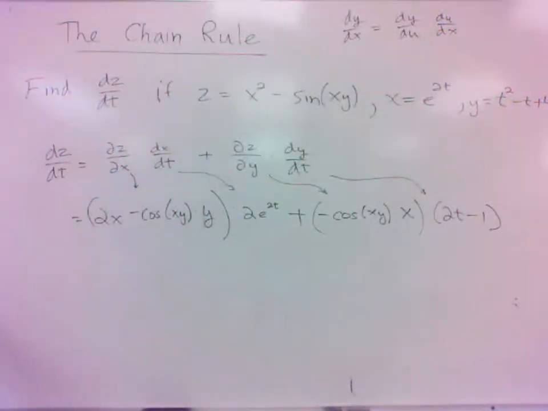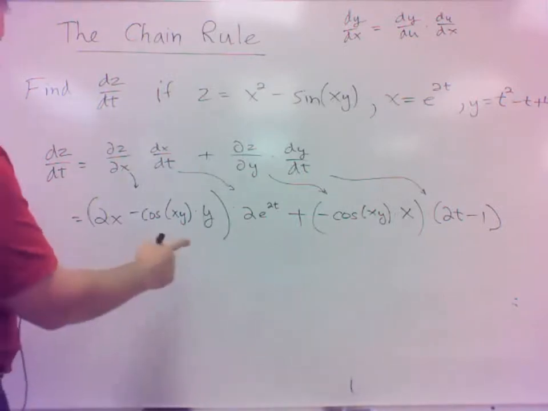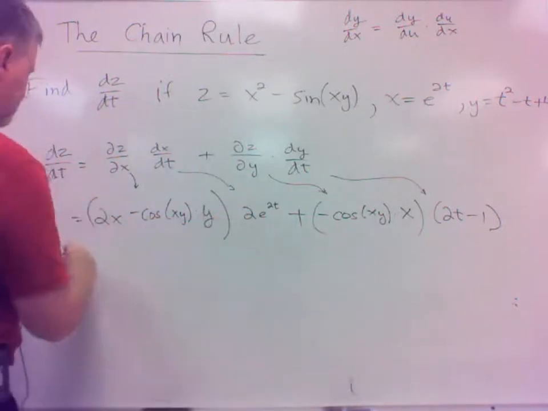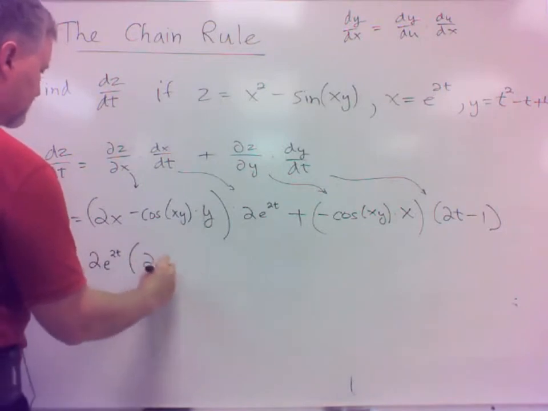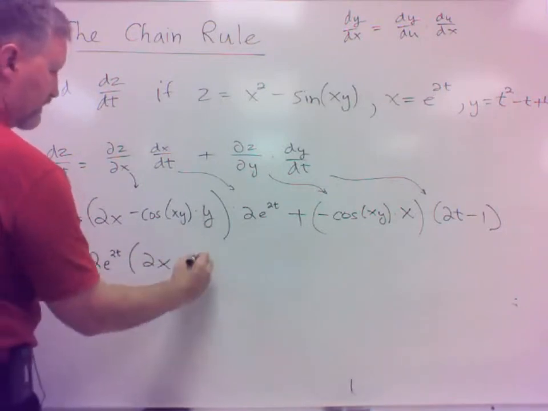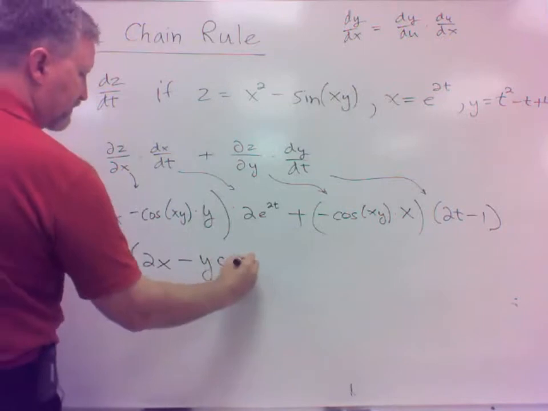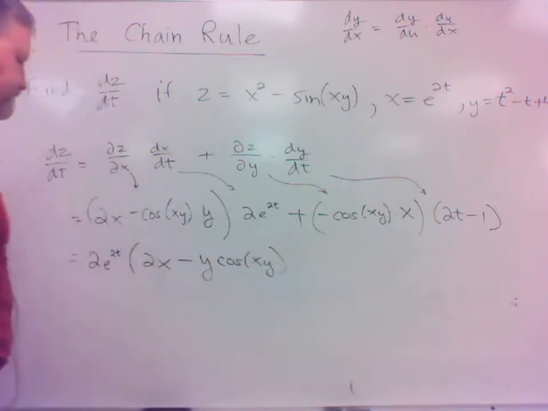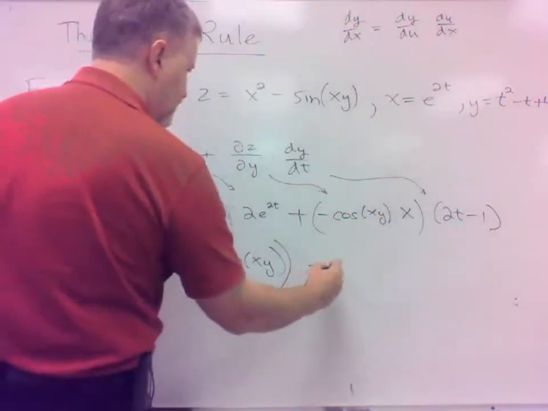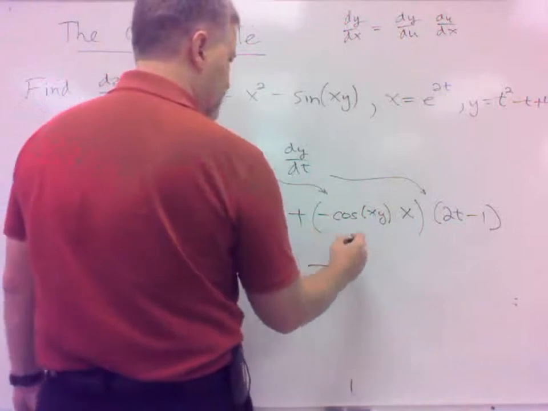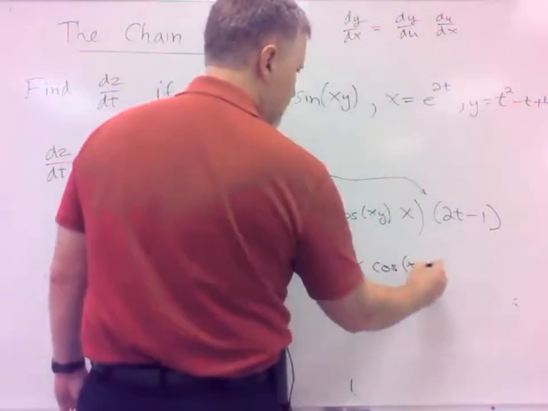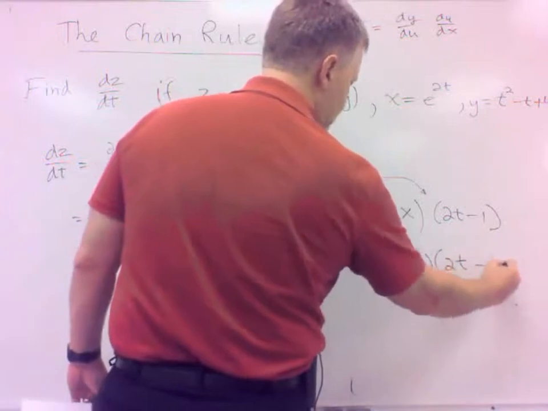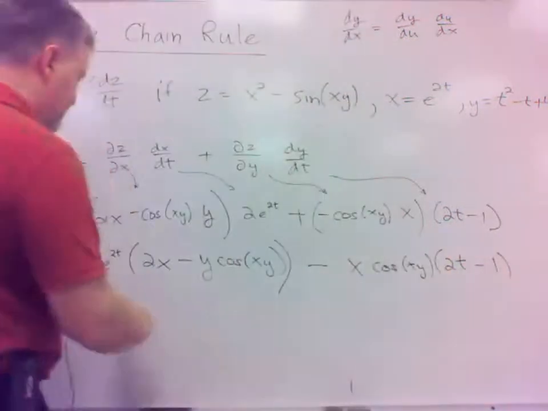Like I said, I think they leave it in terms of the x and y, so not a whole lot to do to clean up. We'd probably write the 2e to the 2t right out here, in the parentheses 2x minus, and let's write the y first so we don't get that confused. Do it like that. And then this, of course, would be minus, let's just say x cosine of xy times 2t minus 1. Something like that.